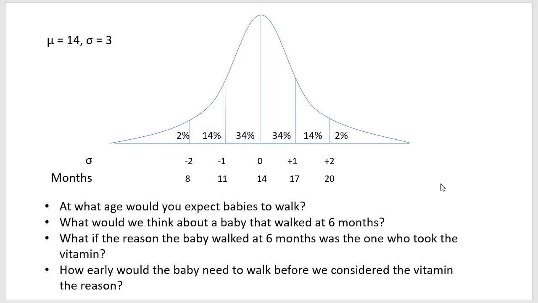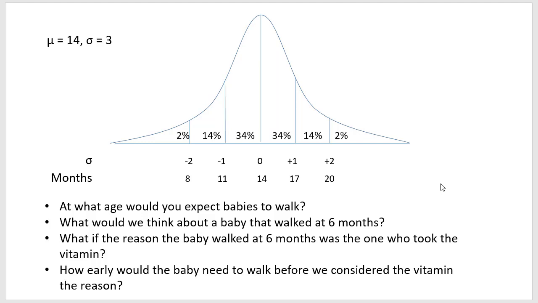Okay. What would you think about a baby that walked at 6 months? Well, it looks like 6 months is lower than -2 standard deviations. So that would be a low probability, meaning the probability that the baby would walk at around 6 months would be less than 2%. What if I said that the reason the baby walked at 6 months was because that's the one that took the vitamin? Okay, now we're starting to think maybe the vitamin has something to do with it. So if you see a baby that walked at 6 months and that's the baby that took the special vitamin, you might think that the vitamin has something to do with it.